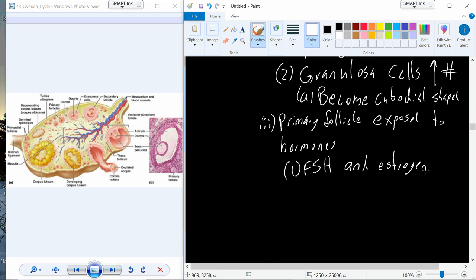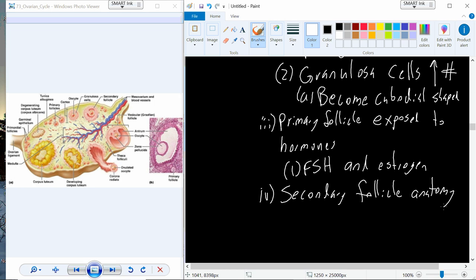FSH and estrogen are going to be used to promote further development of the primary follicle, and we begin to see the development of what's known as a secondary follicle. And I want to take a look at the anatomy of the secondary follicle.